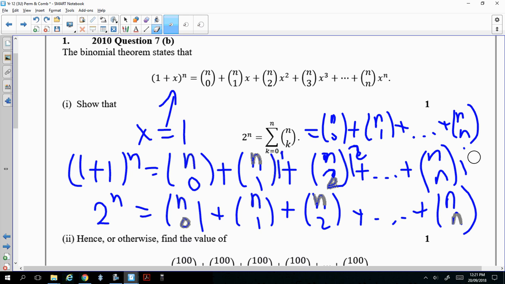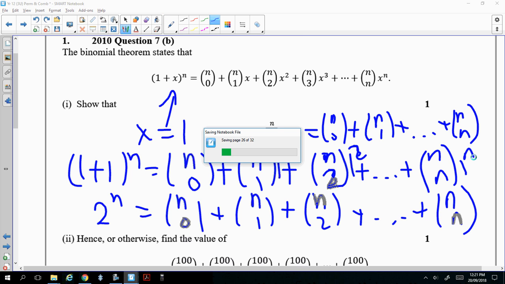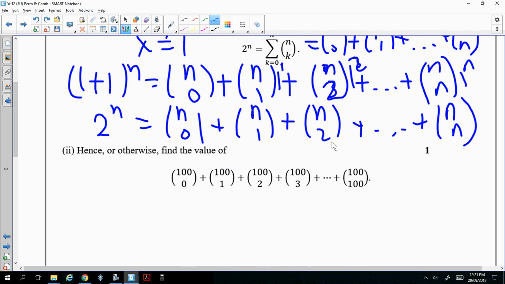Also an easy mark: hence or otherwise find the value of this. So obviously you substitute n equal to 100. If you substitute n equal to 100, that will be 2 to the power of 100. Of course, you don't need to work it out. It will be a very huge number. And then the next one. Next one, we have to do some work.